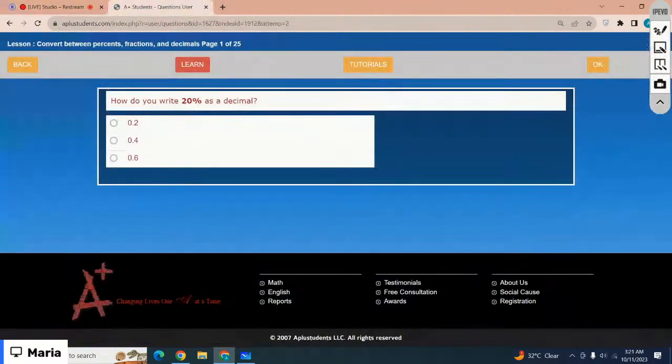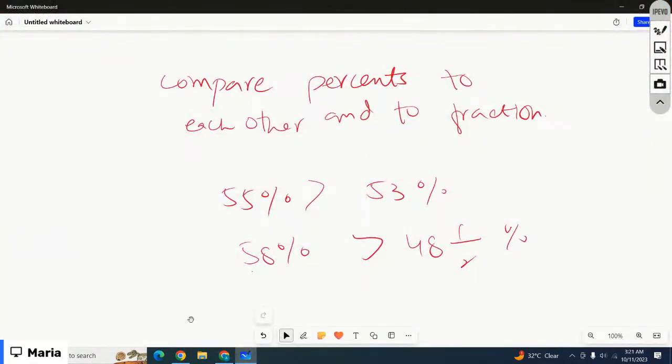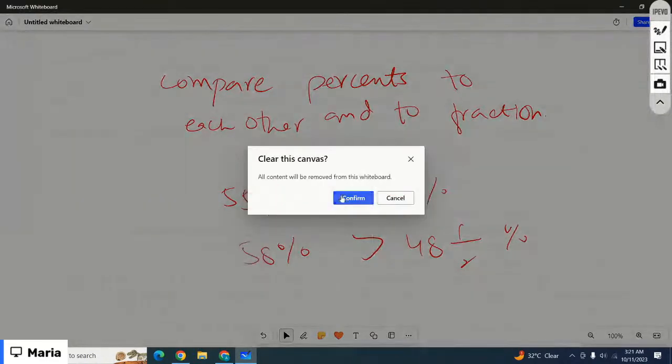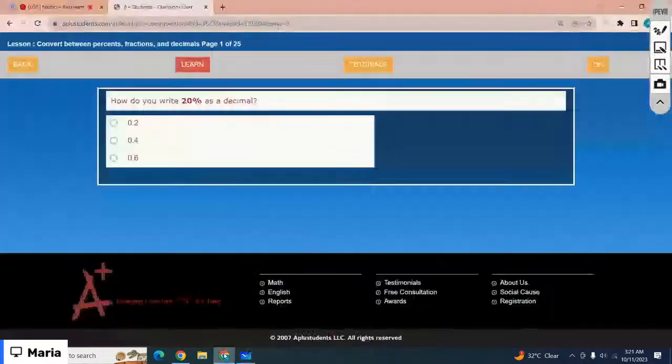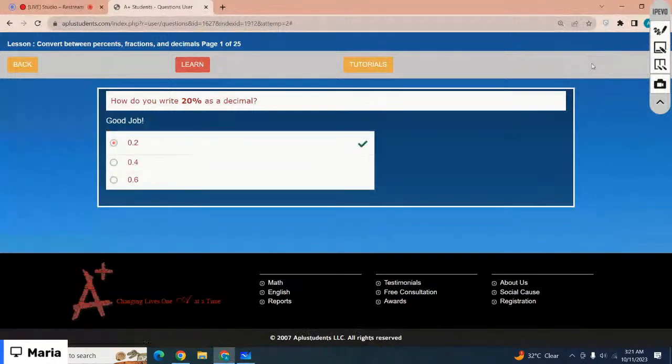Yes, very good. That would be 0.2. How do you know? 20% means 20 out of 100, right? You have to divide 20 by 100. That would be 0.2, right? 20% means 20 out of 100. Just divide, that would be 0.2. Very good. The correct option is 0.2.